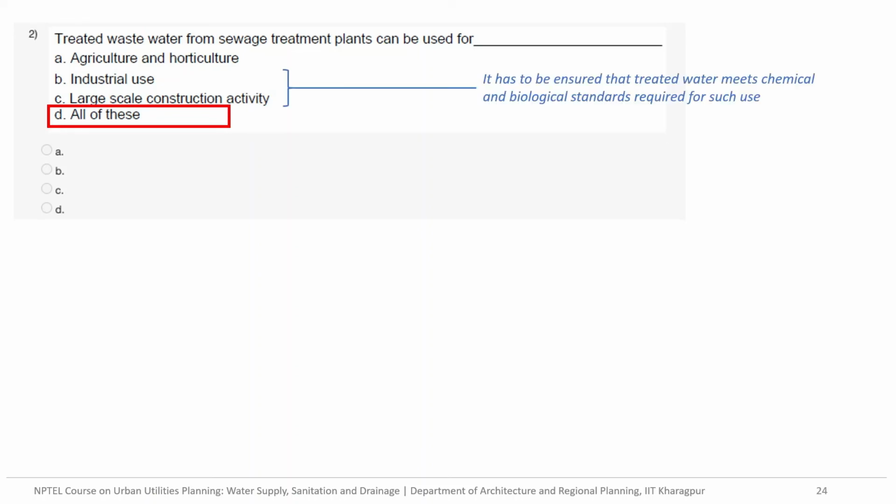However, when we are using it for industrial use or large scale construction activity, we need to ensure that the treated water meets the chemical and biological standards required for such use.